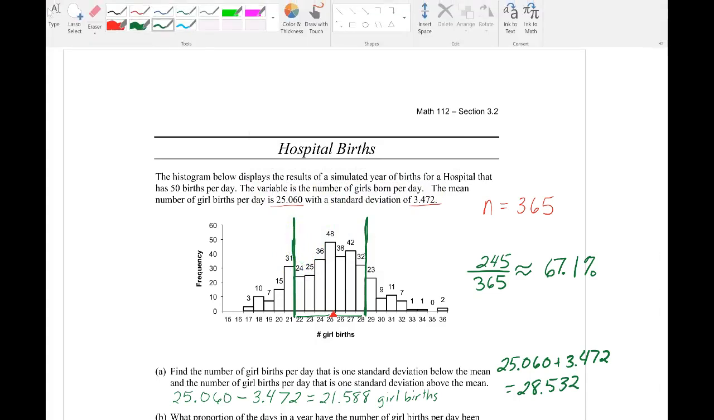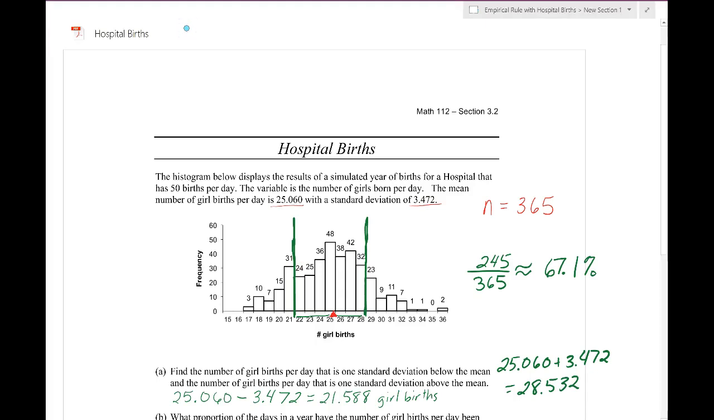And now if we go for 2 deviations, how do I find 2 deviations above? I just take 25.060 and either add or subtract 2 standard deviations from it.